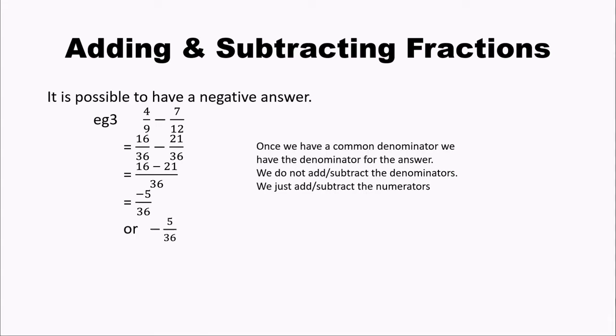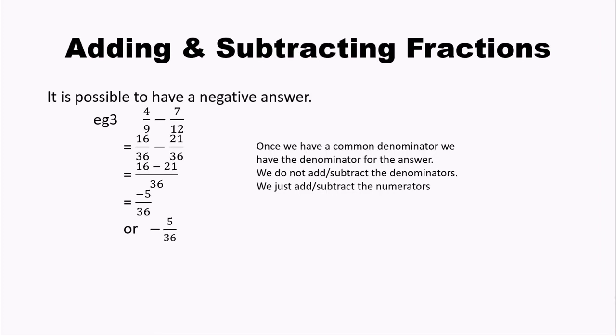We could also write that as the fraction negative 5 over 36. Because of course when we divide a negative number by a positive number, the result is negative. So it's a negative fraction. Again, check that you can simplify. 5 could only be divided by 1 and 5, and 36 can't be divided by 5, so that is simplified or done.